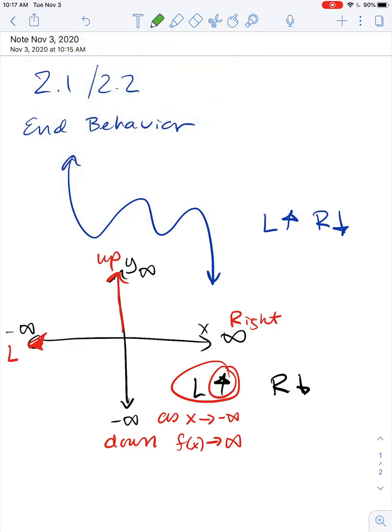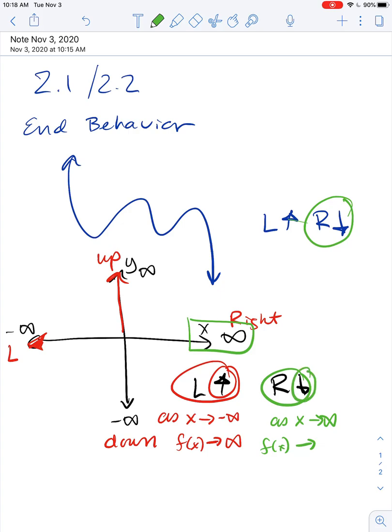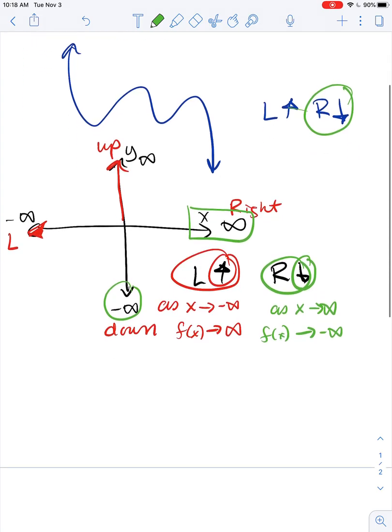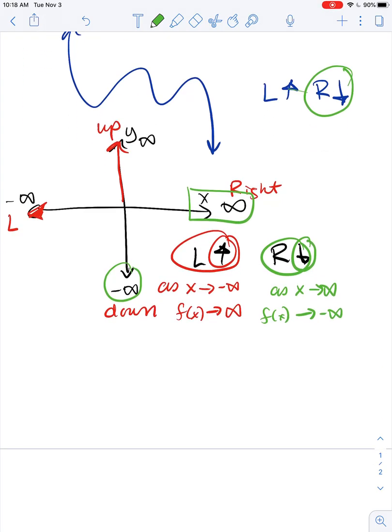So let's look at that again with the right end of this graph. So I said the right end is going down. So when they talk about the right end, it'll say as x goes to, and then the right end is infinity. Then it'll talk about f of x, which is the y, going towards, and since I said it was going down, it would be going down towards negative infinity. So you just kind of want to get that notation down.